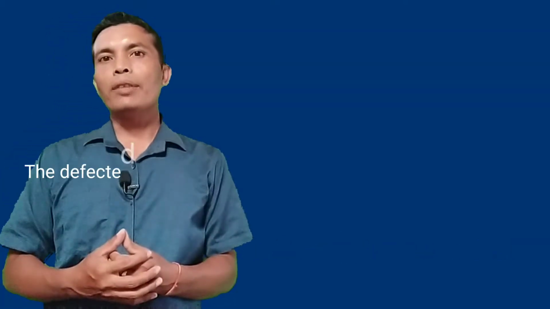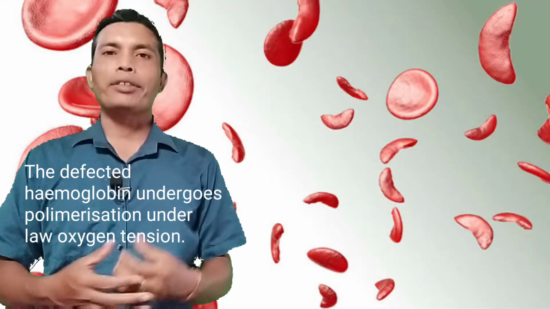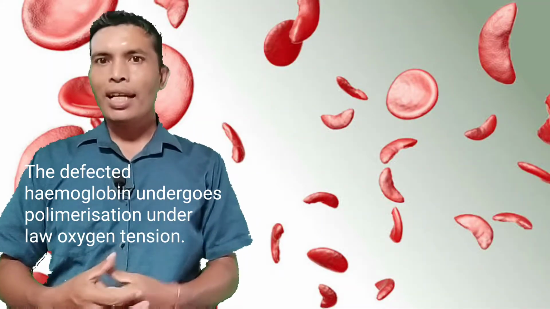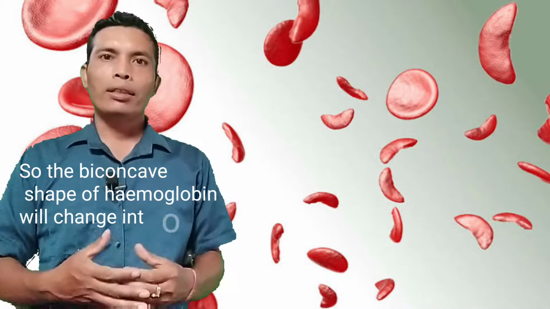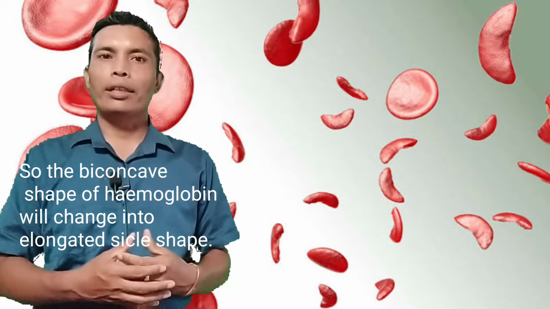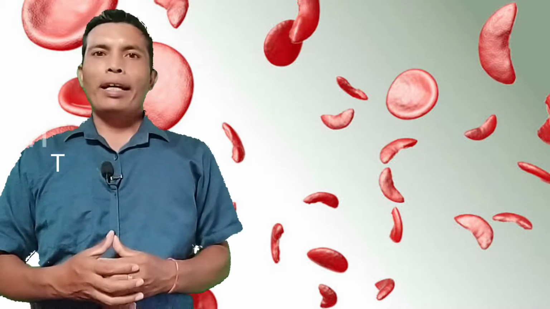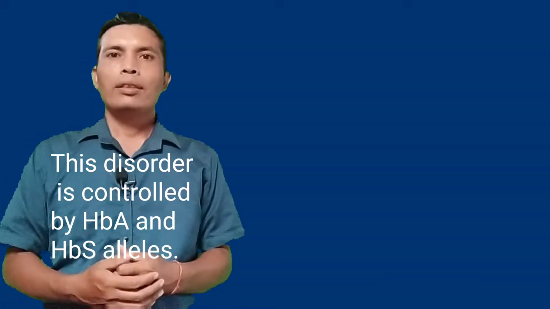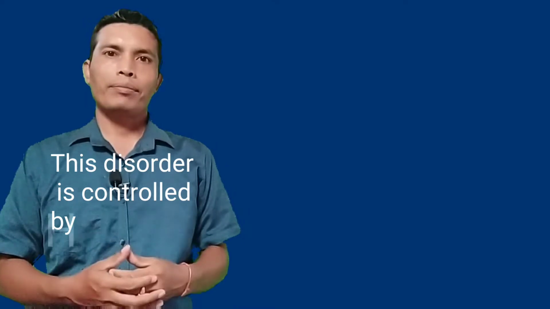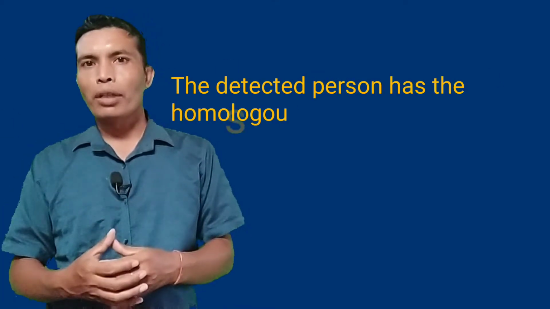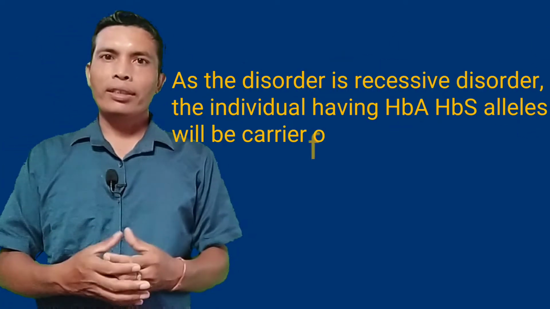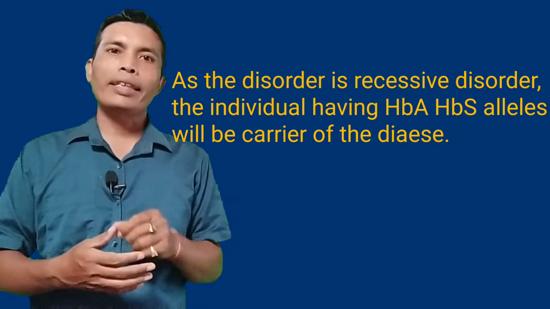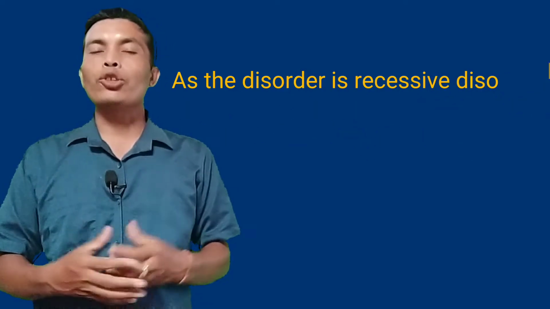The defective hemoglobin undergoes polymerization under low oxygen tension and changes the shape of RBC from biconcave cells to sickle-shaped or elongated cells. The disease is controlled by a single pair of alleles, Hb^A and Hb^S. Individuals homozygous for Hb^S show the disease. Though heterozygous individuals, Hb^A Hb^S, are carriers because it is a recessive disorder.